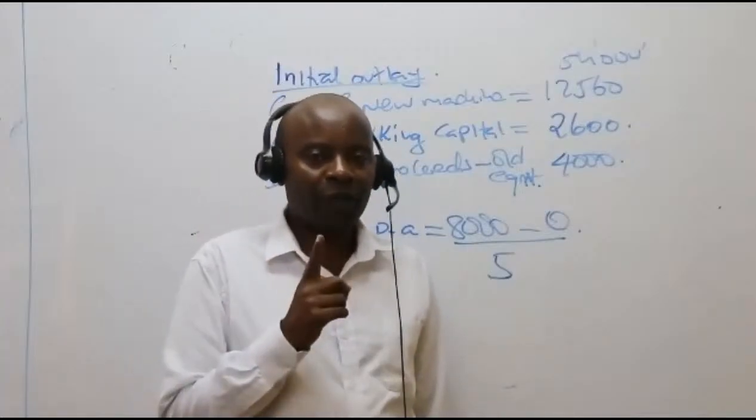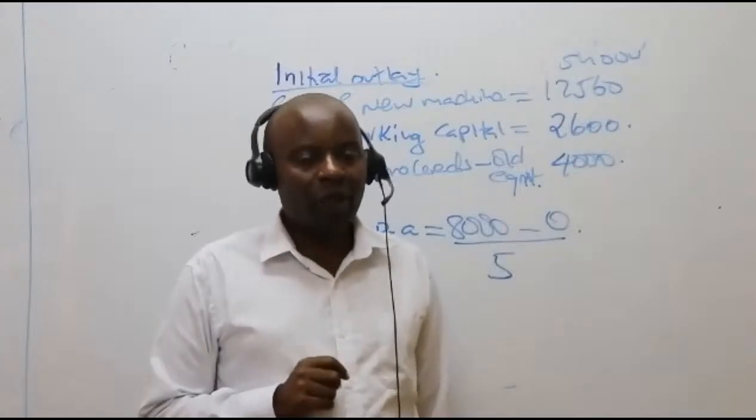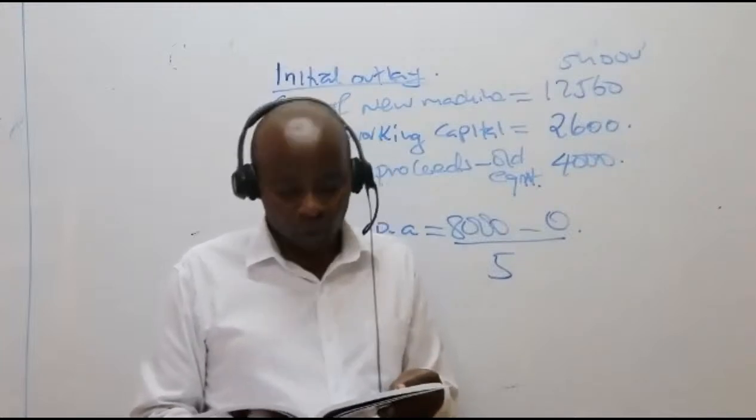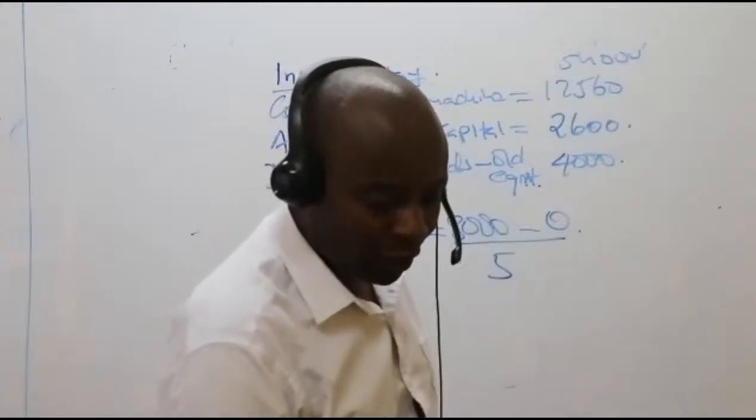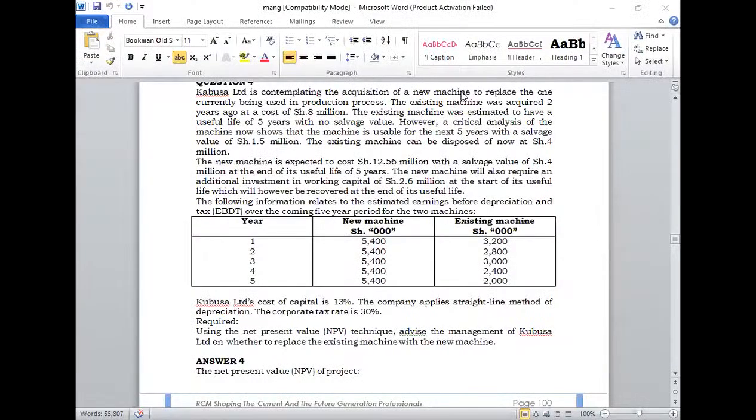Net book value. Specifically, I would want us to get the depreciation of the old machine. So depreciation of the old machine, what have they told us? In line number 2 of the first paragraph, they're telling us the existing machine was acquired 2 years ago at a cost of 8 million. The existing machine was estimated to have a useful life of 5 years with no salvage value.